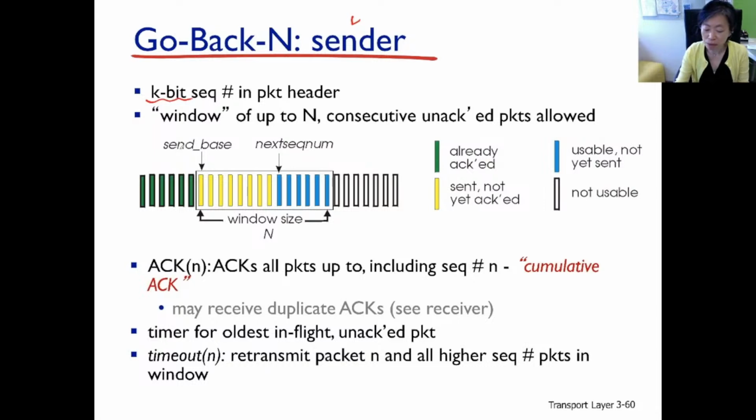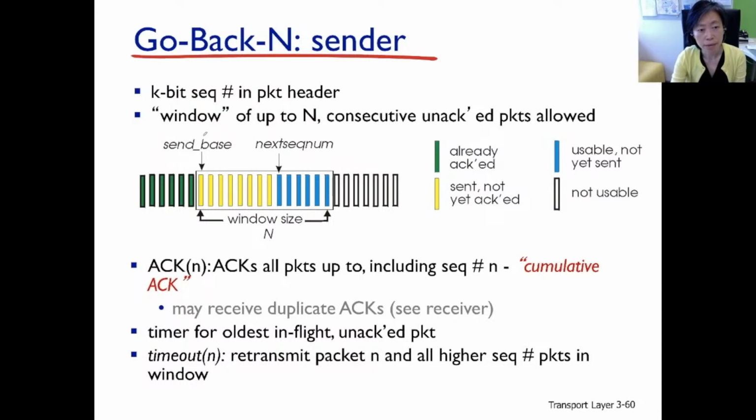You are correct, and we now definitely need more, and k here is obviously larger than 1. Having k bits in the packet header as the sequence number field, the sequence number can range from 0 all the way to 2^k minus 1.